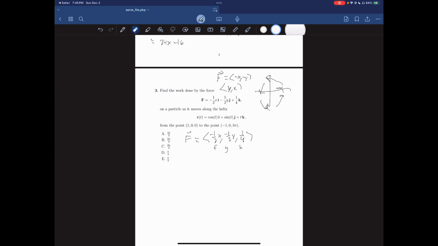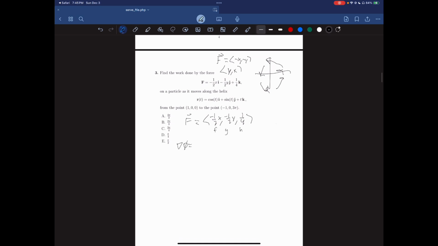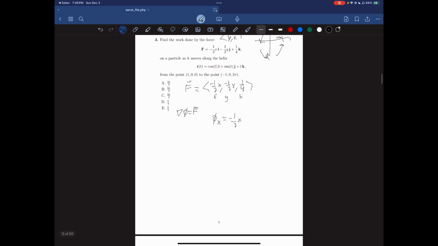So yeah, we can find the potential function where the gradient of the potential equals F, which is very nice. We know by this statement that the potential's partial with respect to x is going to be equal to -1/2 x, and that means we can integrate that with respect to x, which should just be -x²/4. And we can do the same thing for each other component. So phi, or the potential, with respect to y is -1/2 y. That means the integral would just be -y²/4. And same thing for z. It's equal to 1/4, so the integral of that is just z/4.